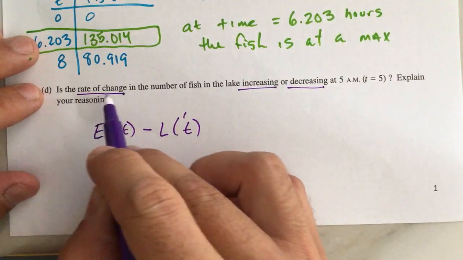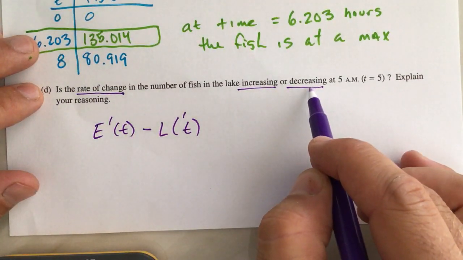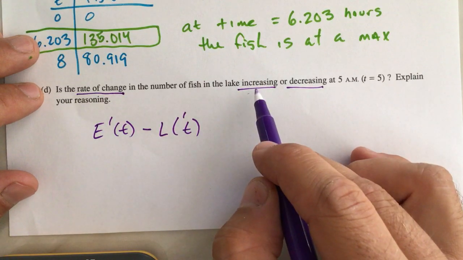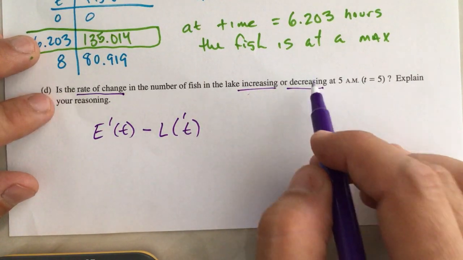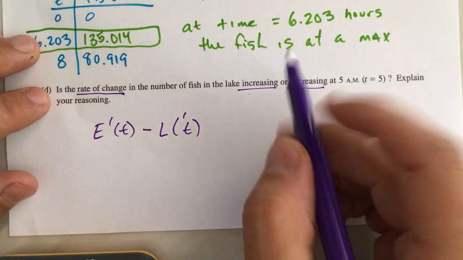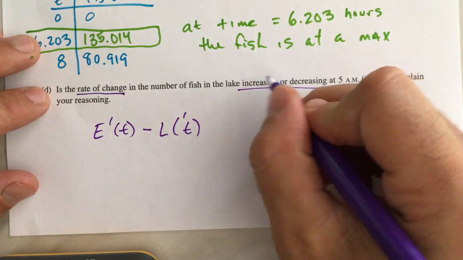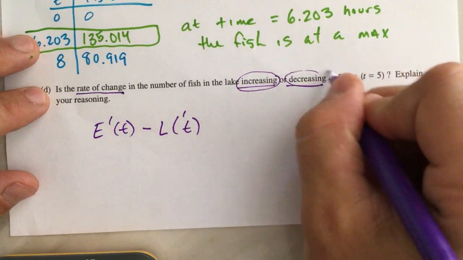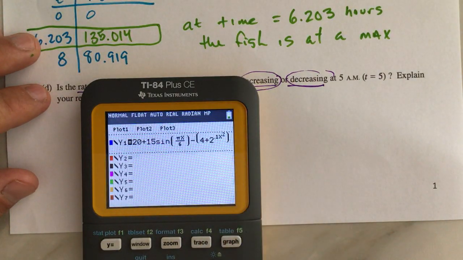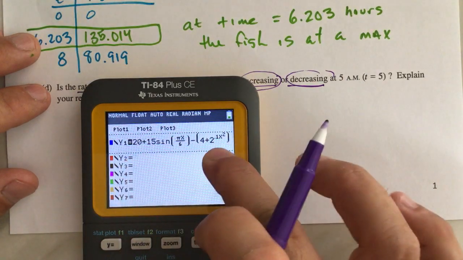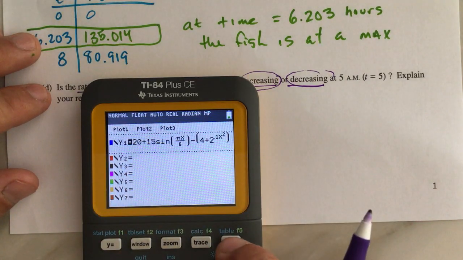If it said, is the rate of change positive or negative, right? Positive would mean more fish are going into the lake, and then negative would mean more fish are leaving the lake. It's not asking that. It's not asking positive or negative. It's asking, are they increasing or decreasing? And luckily, I already have this graphed, right? That's already there, so that's why you really, really want to be careful typing it in.